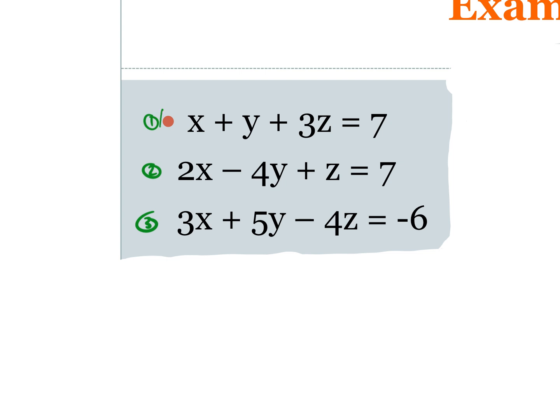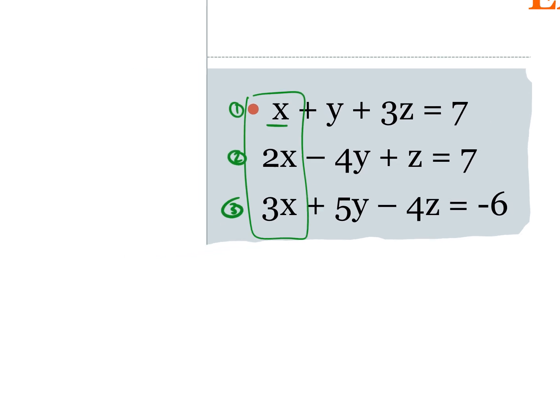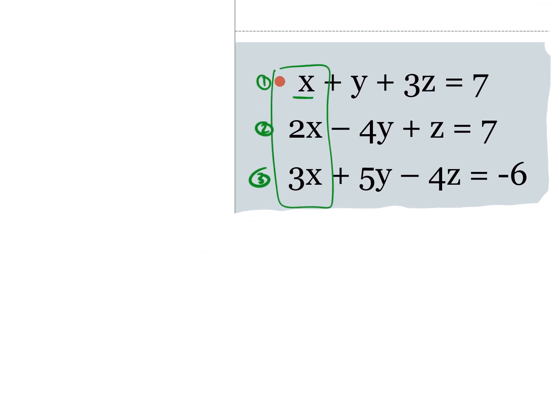I think x is a good choice. X is a nice choice because we have a variable that has a coefficient of 1, so the first equation is going to be the easiest one to work with because we can manipulate it however we want. So which 2 equations do you want to combine together first? 1 and 2.